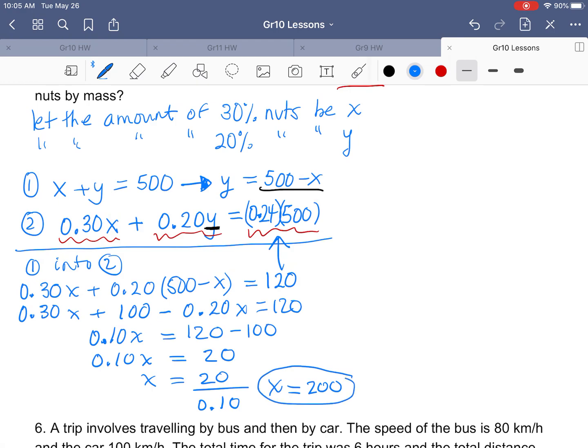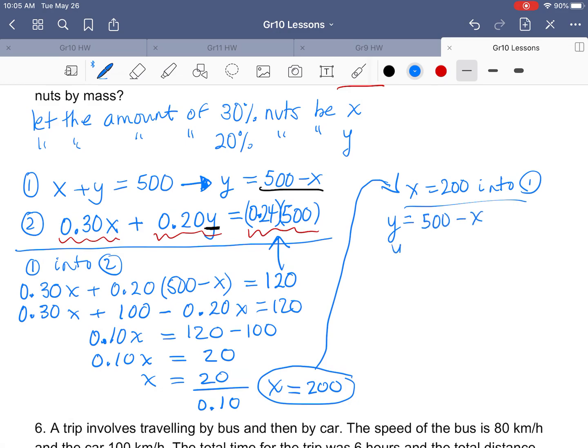So now we have x, and we're going to then substitute this into our first equation to get y. So x is equal to 200 into our first one. I am going to use the rearranged version or the modified version of the first equation because y is already isolated. So y is equal to 500 minus x, y is equal to 500 minus 200, and y is equal to 300. So we can just do a quick visual. 200 plus 300, that gives us 500. Okay, that makes some sense.